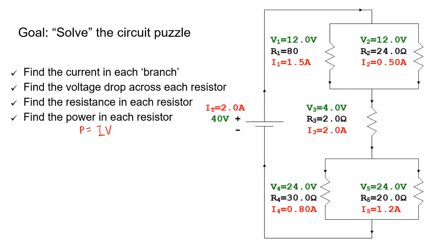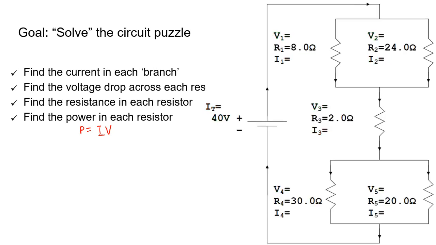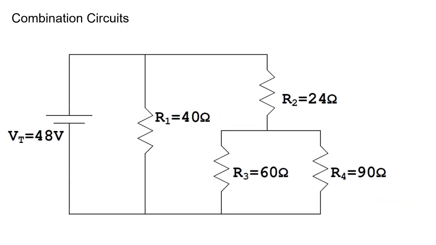Okay, so what if we back that up? On the screen, there's a big circuit and all of the values are given to you. If we start this question off, this is what it might look like to start: you're given a few values and then we are tasked with finding the rest. Okay, so the next circuit on your screen is a combination circuit that we will solve.